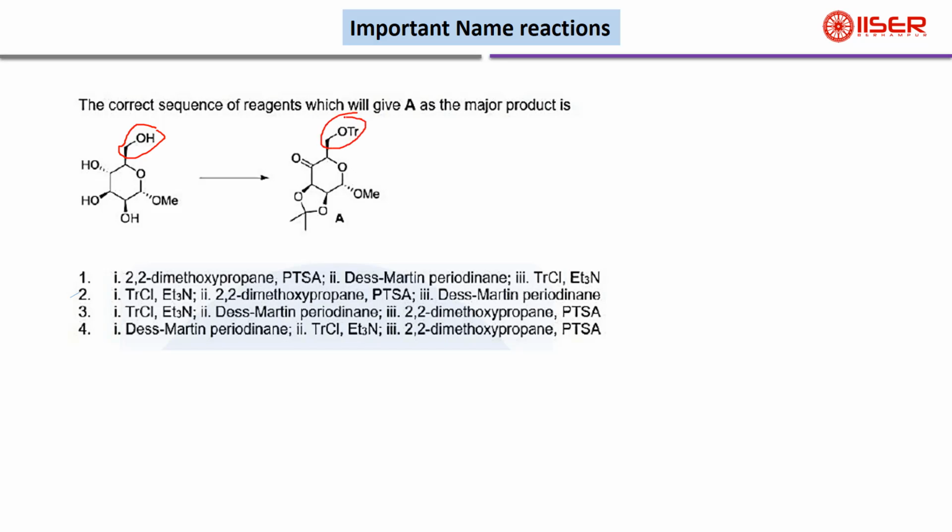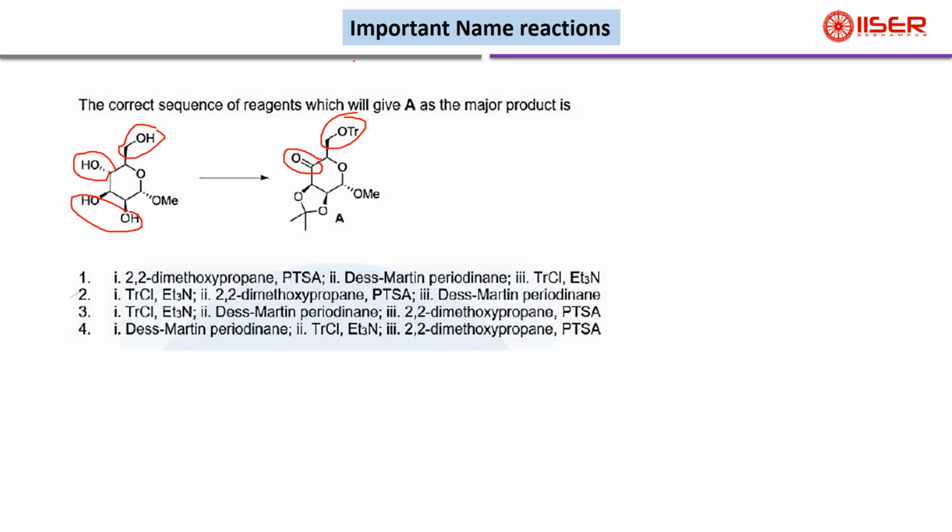So that means this Tr group will be incorporated to this OH. Then this 2 syn OH has been protected, and this OH is oxidized to a ketone. So 3 reactions should be done. One is protection of this OH group, second is protection of this di-OH group, and third one is oxidation.